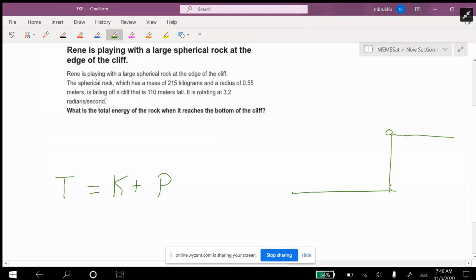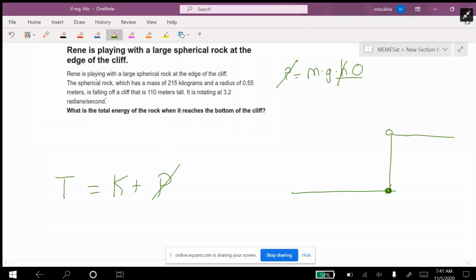So potential energy, as we know, is equal to the mass of the rock times the gravity times its height, relative to some point. So if we set that point right here at the bottom of the cliff, then h is going to be equal to 0. So there will be no potential energy. So that term goes away. All right, so now, with that in mind, let's talk about the kinetic energy.